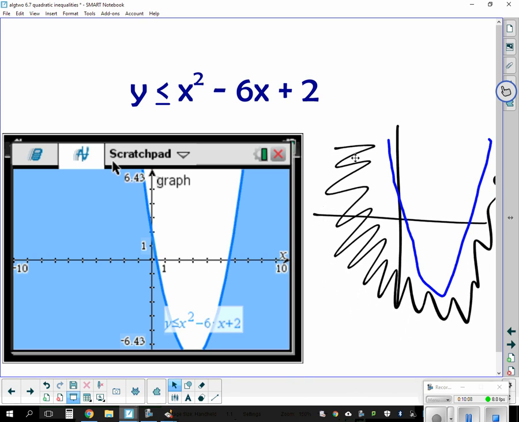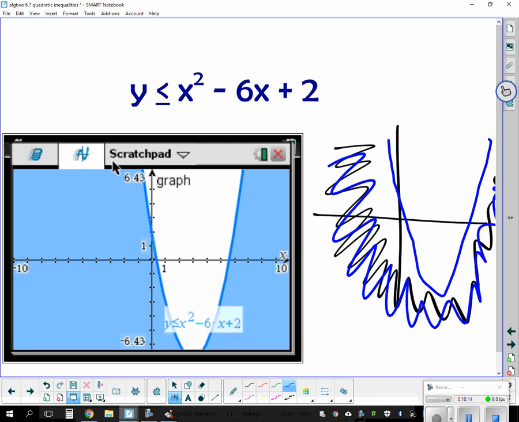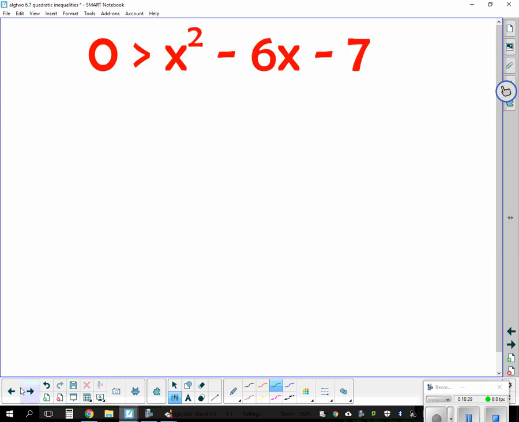How many solutions are there to this inequality? There are an infinite number of solutions. Is this a solution? No. Is this a solution? Yes. Is this a solution? Yes. Good. Okay, let's try another one.